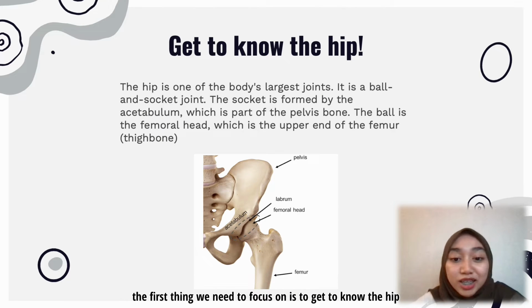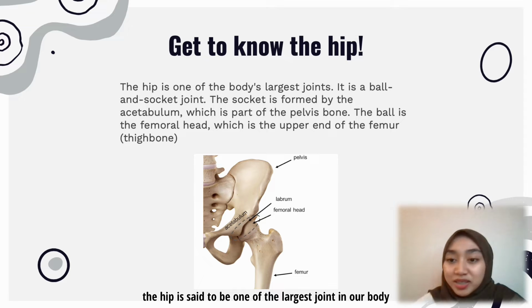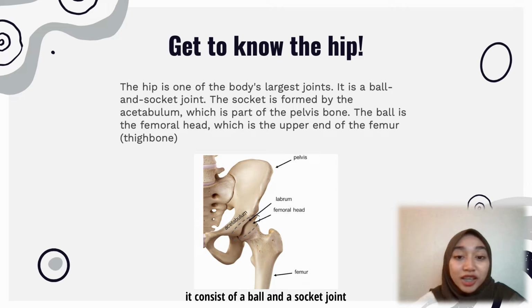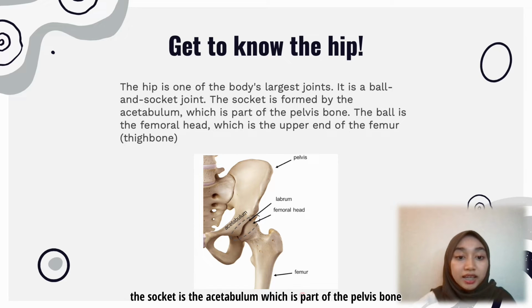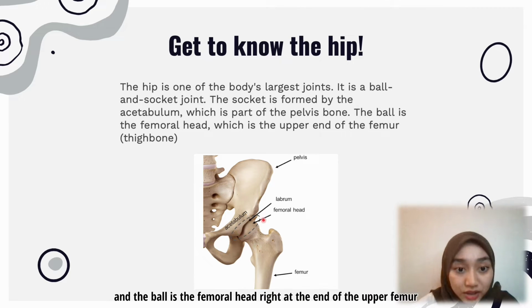The first thing we need to focus on is to get to know the hip. The hip is said to be one of the largest joints in our body, so it consists of a ball and a socket joint. Those are the two most important parts that we need to understand here. The socket is technically the acetabulum, which is the part of the pelvic bone, and the ball is the femoral head, which is right where the end of the upper femur is.